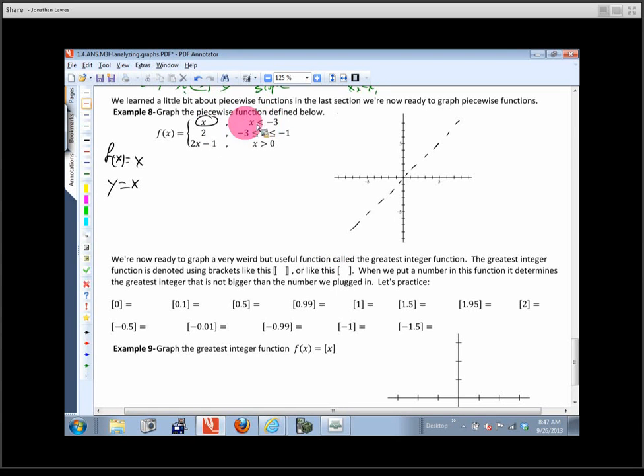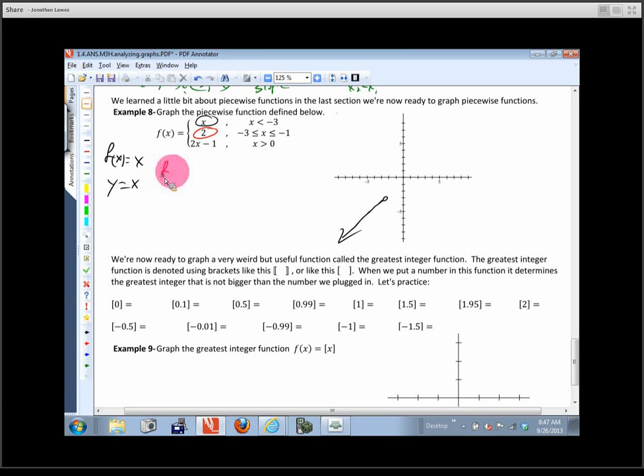Where does it look like this line? When x is less than -3. So I'm going to draw a line right here. And x is less than -3. Is that the left side or the right side? Left side. So here's what I'm going to do. I'm going to erase all of this, and it looks like that. That's just this piece. Open or closed circle at the end point? Open. That's the first piece. I'm going to change colors.